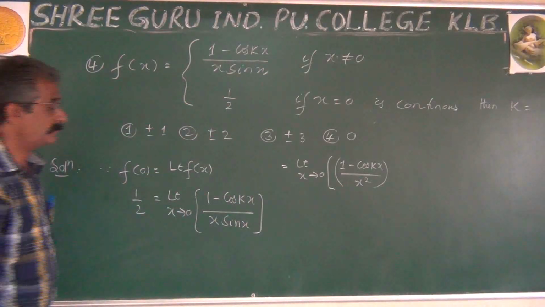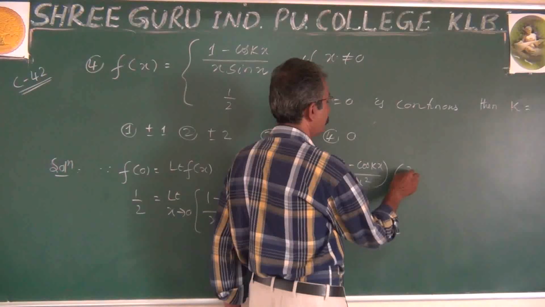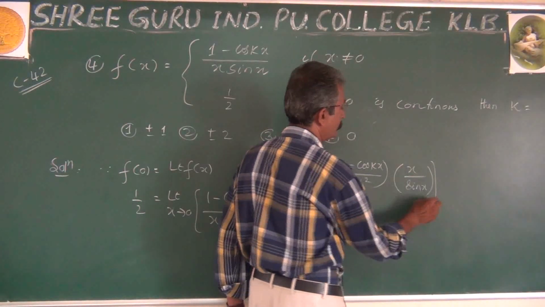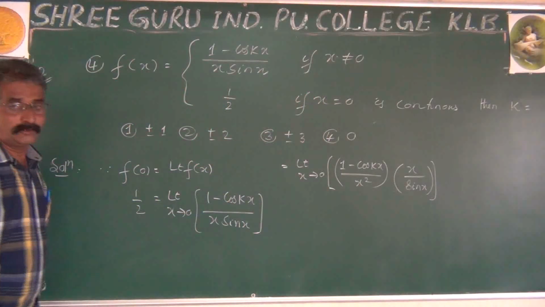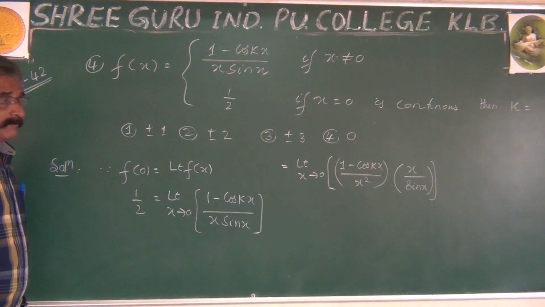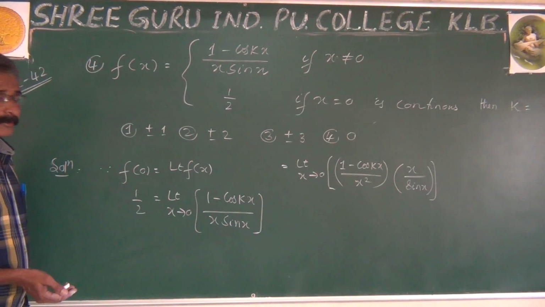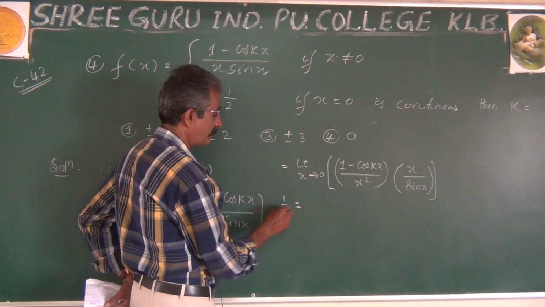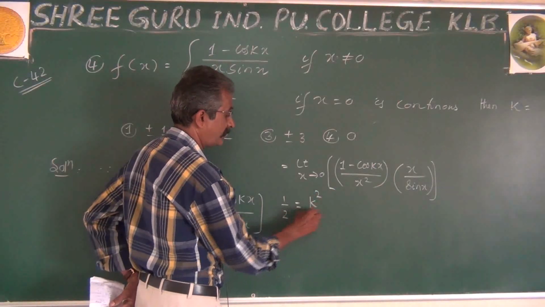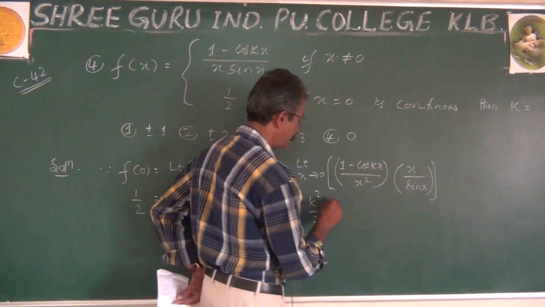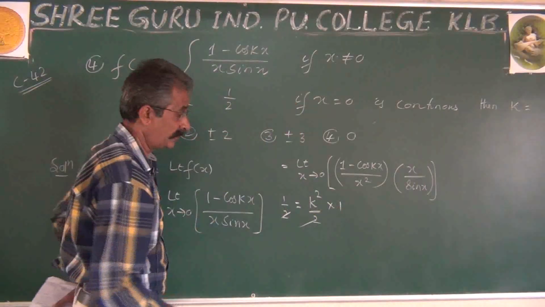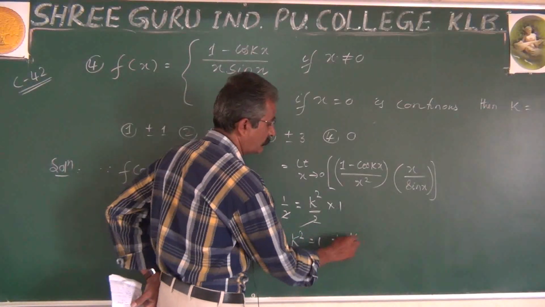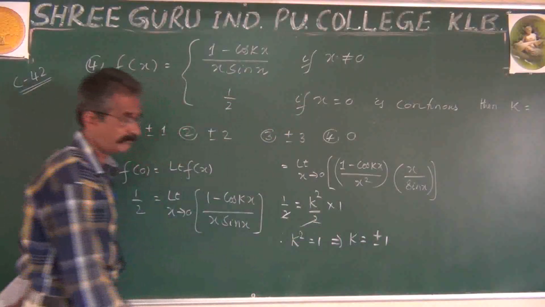That's one term. Another term, x divided by sin x. Observe this step. I made this step to use the shortcut method. In the shortcut method, the answer is m square by 2, but here, k square by 2. Whereas the limit of x divided by sin x is 1. In the process, 2 cancels, leading to k square equal to 1, which implies k equals plus or minus 1.